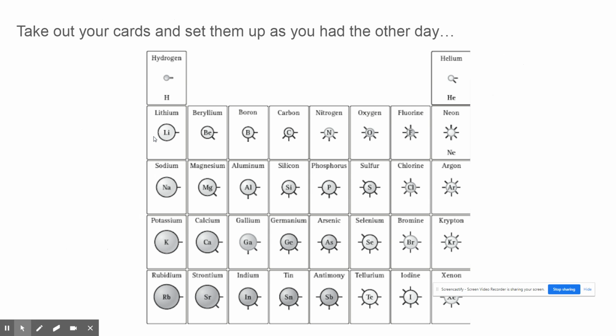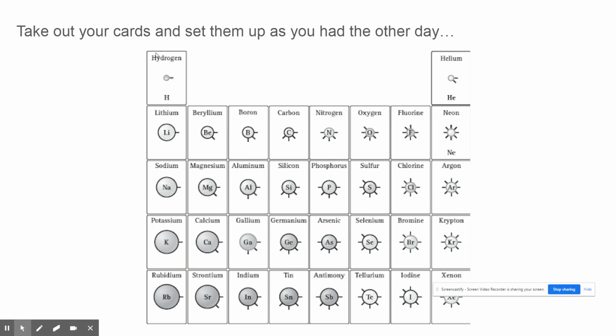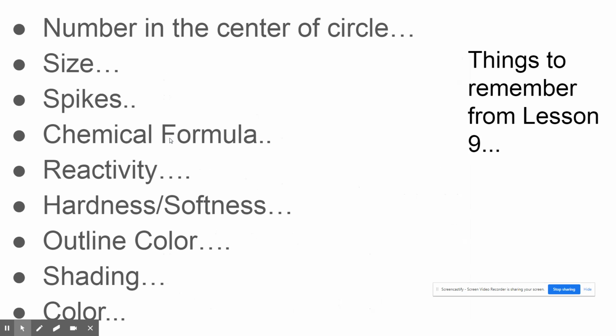Chemical formula. Your chemical formula is in the bottom right-hand corner of your cards. You probably noticed as you go from hydrogen down to rubidium, these elements will bond, or they will form compounds that have the same ratios. We looked at those subscripts in lesson 6, and then again in lesson 7 and lesson 8, and then we moved into lesson 9. But you'll see the same number of subscripts for the different elements in those compounds.